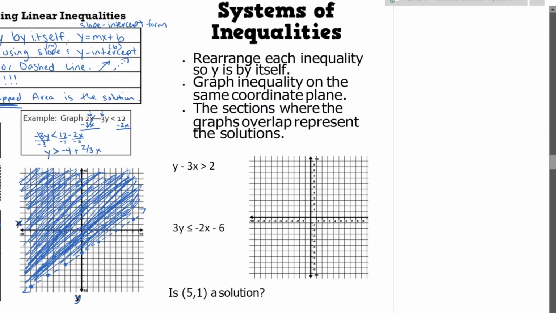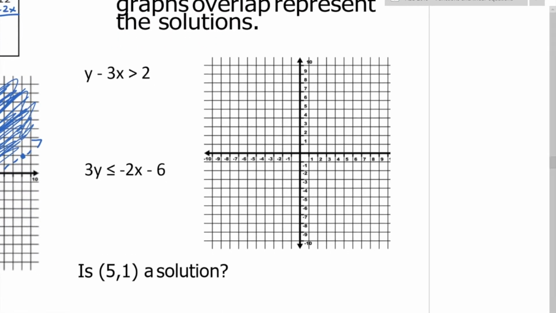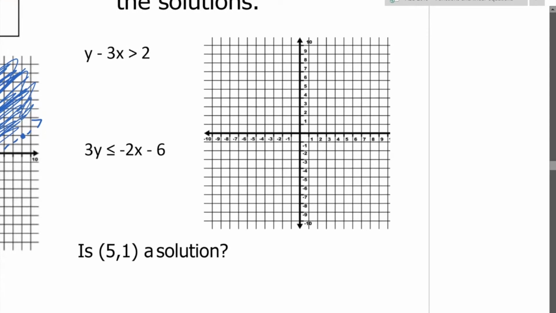Okay. First step is to rearrange each inequality so y is by itself, which is what we just did. Then graph the inequalities on the same coordinate plane. And then the sections where the graphs overlap represent the solutions, just what we talked about. So this first one, I'm going to do blue.